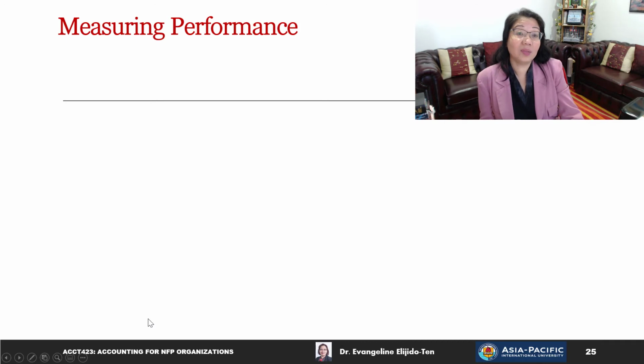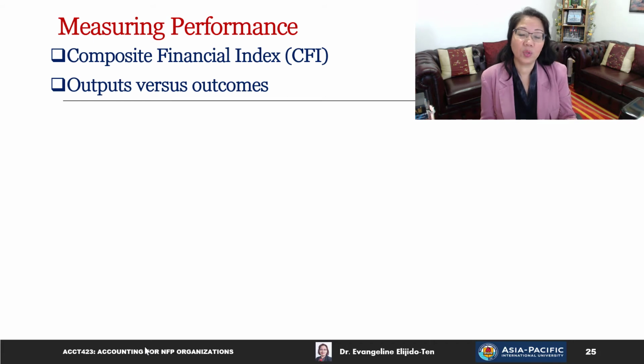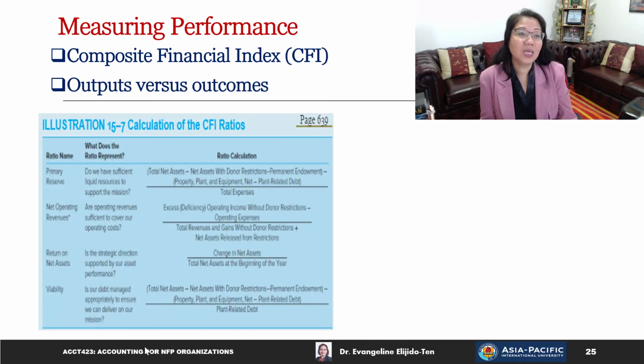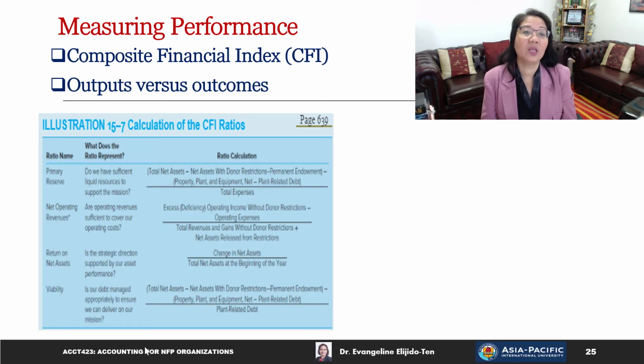Let's look now at measuring performance. Just like any other entity that we have looked at, there is also a need to measure the performance of universities. We will be looking at the Composite Financial Index, CFI, and the outputs versus the outcomes. In illustration 15-7, you are provided with the calculation of the Composite Financial Index, CFI, ratios. So the ratio names are provided: the primary reserve, net operating revenues, return on net assets, and the viability.